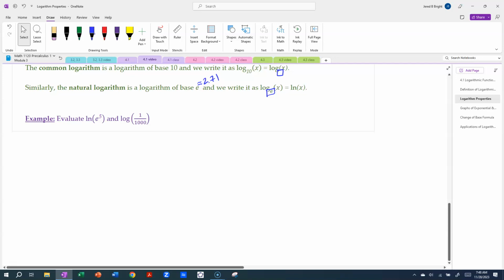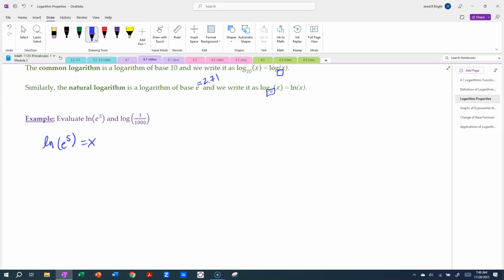So if we want to find the value of each of these, what we can do is what we saw before. Natural log of e to the 5th, okay? You might already know that this is 5, but let's pretend we don't know. Let's set it equal to x, and then switch it from logarithmic form to exponential. You could write it as log base e, right? You certainly can, and then you can convert it. e to the x is equal to e to the 5th, and then x is equal to 5.